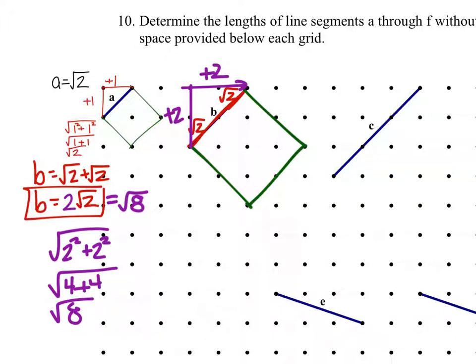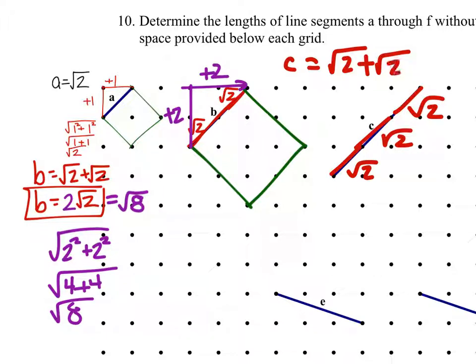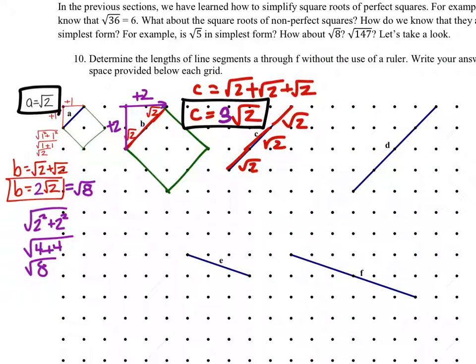All right, so C. This line C, that's the square root of 2 right here. This is also another square root of 2 and another square root of 2. If I combine them, then I've got the square root of 2 plus the square root of 2 plus the square root of 2. But I can simplify this. I've got 3 groups of the square root of 2. All right, very good. D. Here we've got 1, 2, 3, 4 of these square roots of 2.